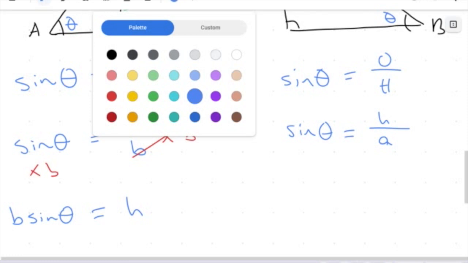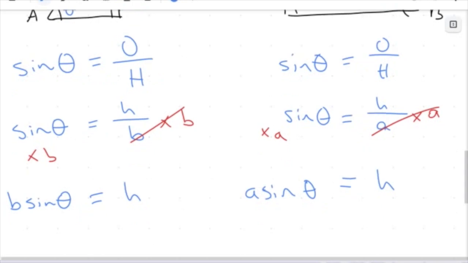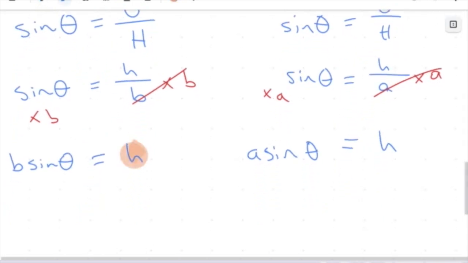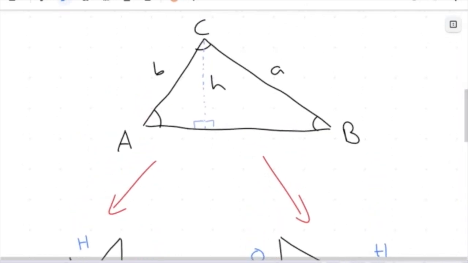And same thing, I just want to get the h on its own. So it's the exact same process as the previous example. Multiplying both sides by a is going to clear the a from the right hand side, leaving me with h. And that's equal to a sine theta on the left hand side. Okay, so now I have two different expressions for h based on these two right angle triangles, based on the way we decomposed my original non-right angle triangle.